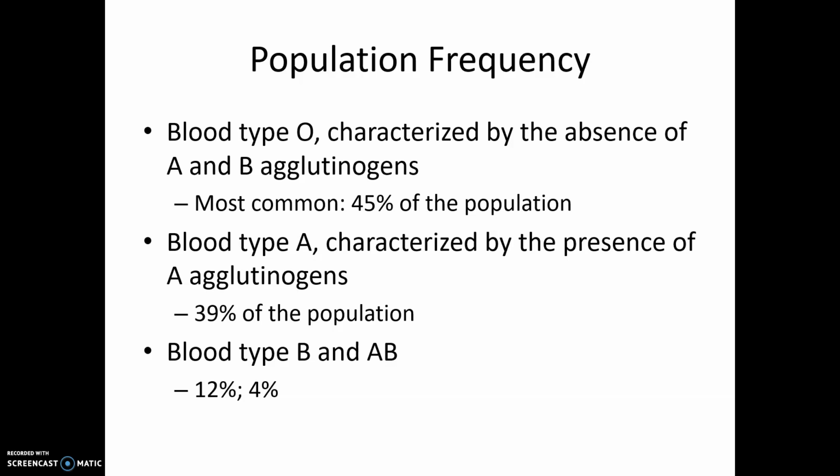Blood type B and blood type AB are going to be the least common. We have B at 12%, and AB is about 4% of the population. These numbers may have slightly changed. I think I got the numbers about 5 years ago. Normally the numbers stay pretty consistent, but there might be a slight difference now.